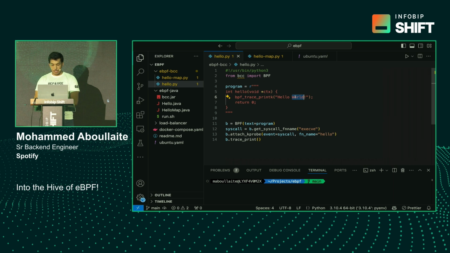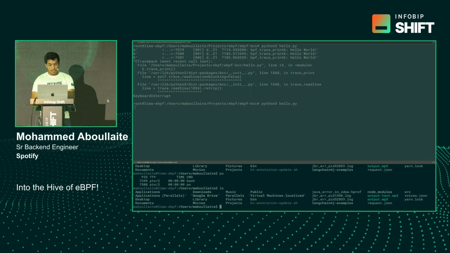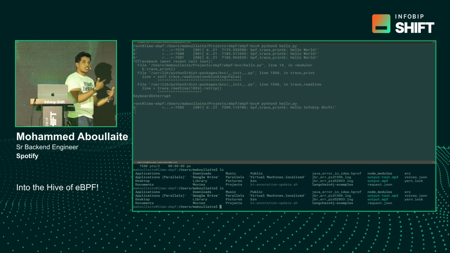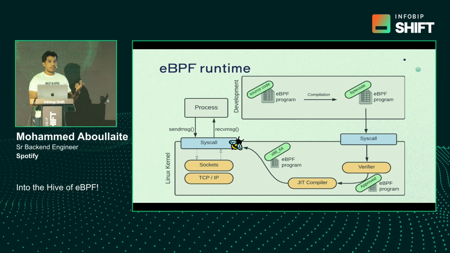So if I do hello info bip shift, yes, I can spell it right now, and reload it again. Hopefully it compiles correctly, and then print something, you can see that it changed. That is something that we are not used to in the Linux kernel.